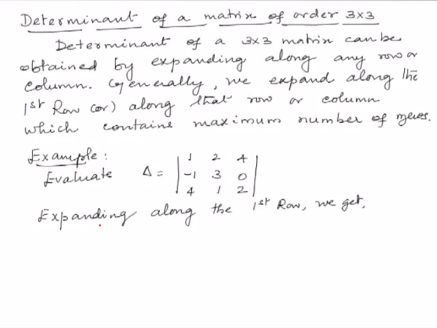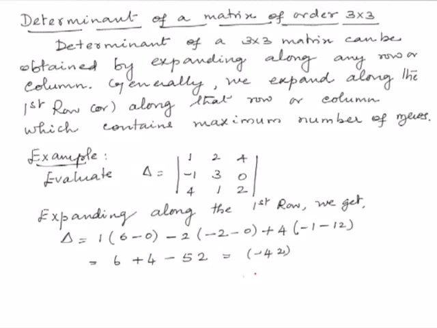Then you have to expand it as you saw in the 2 by 2 matrix. And the third element is 4, so the third column and the first row will be forgotten. You are left with |-1 3; 4 1|. Yes, now let us proceed. So this is equal to 1 times (6 minus 0) minus 2 times (minus 2 minus 0) plus 4 times (minus 1 minus 12). So it's time to simplify it and give out the result. So it is 6 plus 4 minus 52 equal to minus 42.